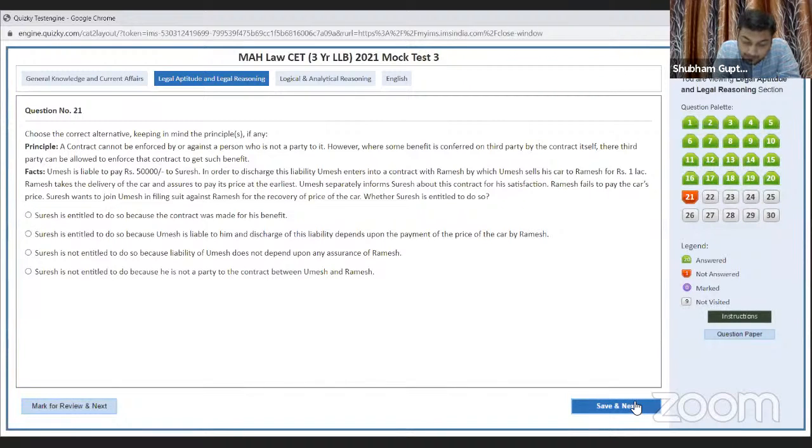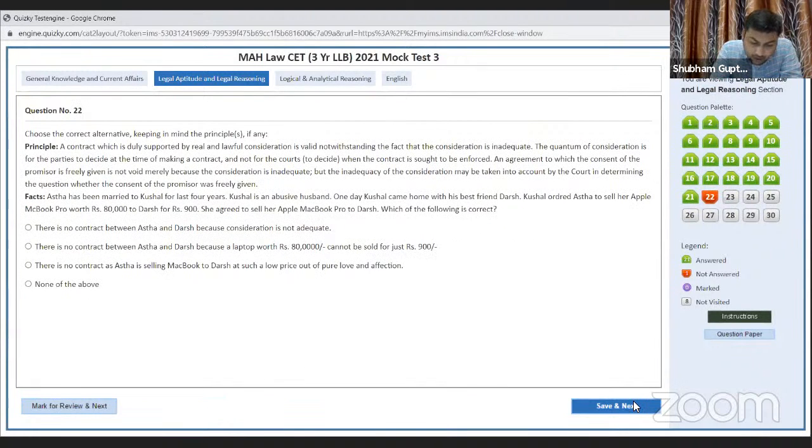Ramesh fails to pay the car price. Suresh wants to join Umesh in filing the suit against Ramesh for the recovery of the price of the car. Whether Suresh is... so again the benefit was conferred, so I think he can. So let's read. So Suresh is entitled to do so because Umesh is liable to him and discharge. This does not make sense. So the contract was made for his benefit. This is what I think could be the answer.